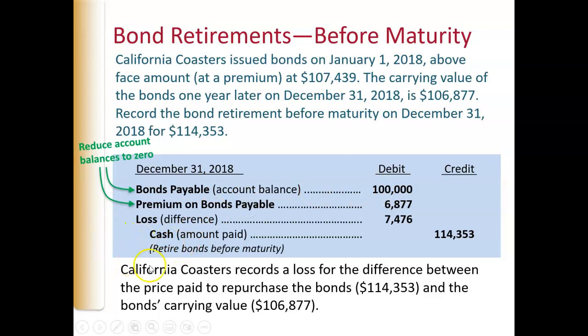In this case, California Coasters records a loss for the difference between the price paid to repurchase the bonds and the bond's carrying value for $106,877, right? But guys, do you see how we needed to zero it out? We needed to zero out the bonds, and we also needed to zero out the premium.